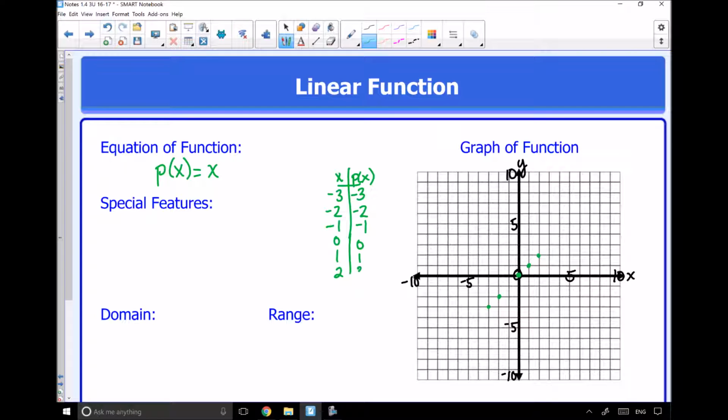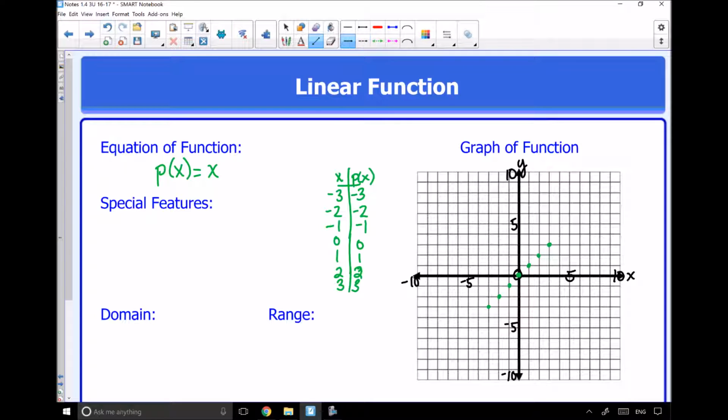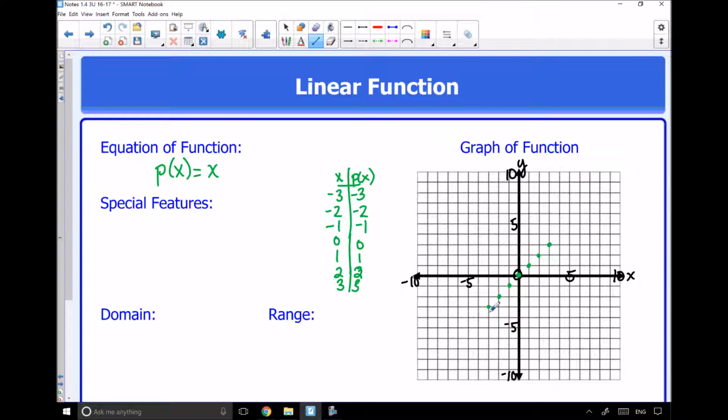Inputs and outputs are just matches of each other because it's just p of x equals whatever the x value is, okay? So then I'm going to go ahead and graph out my line. When I graph out this line right here, one thing I want you to be aware of is that you need to make sure that you put your arrows on your line, because otherwise it's not indicative of the full entire parent function right here.